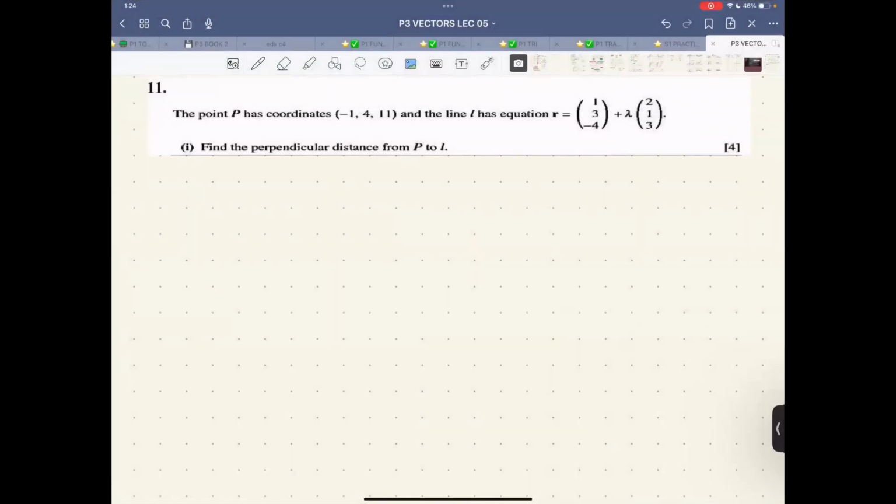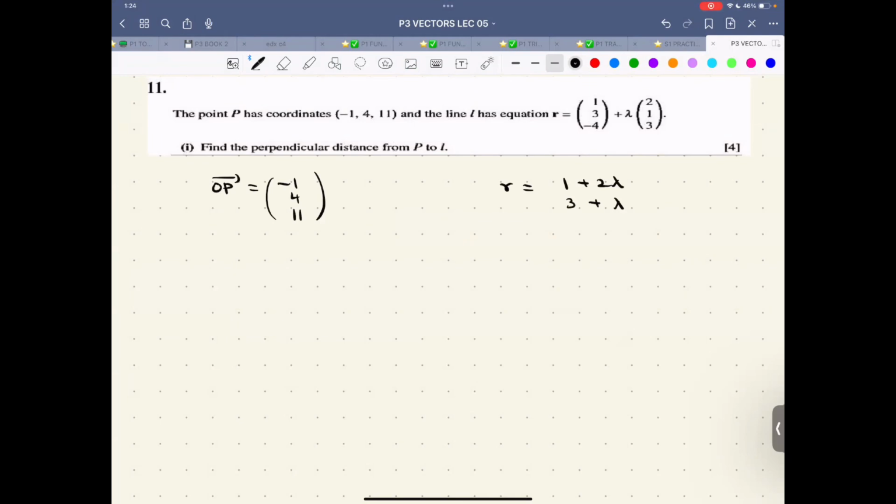Now let's look at this question, the last question for today. That is, the point P has coordinates such and such. So OP is -1, 4, and 11. And the line L has this equation r. So let me expand r. r is equal to 1 plus 2 lambda, 3 plus lambda, minus 4 plus 3 lambda.